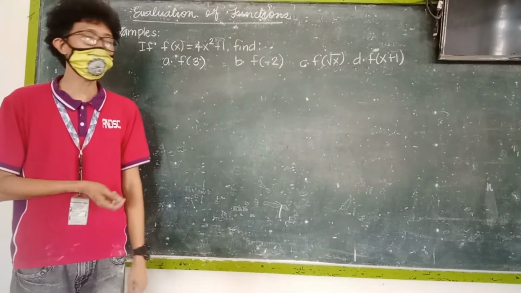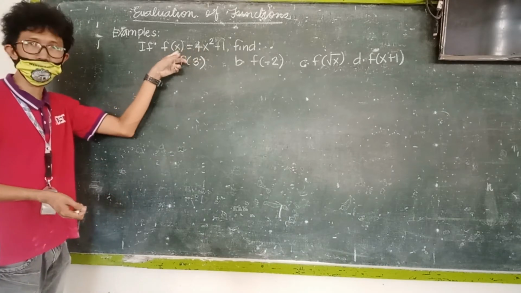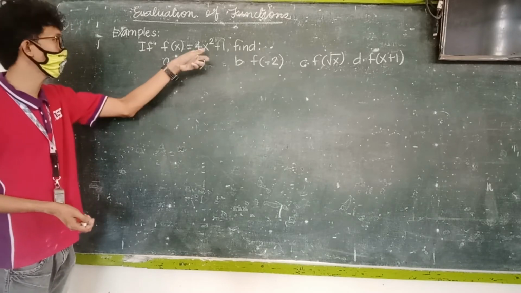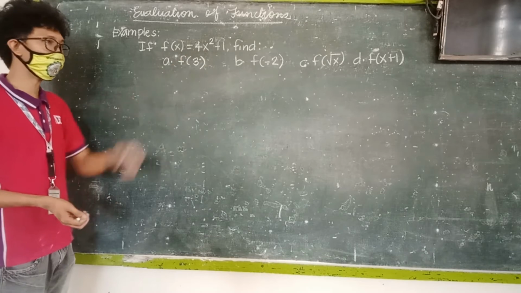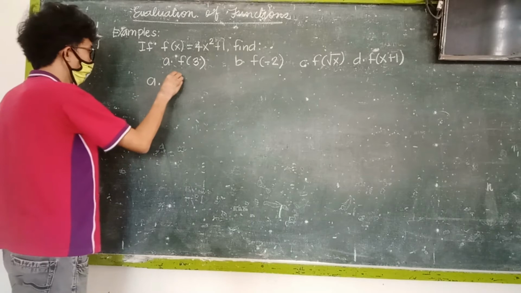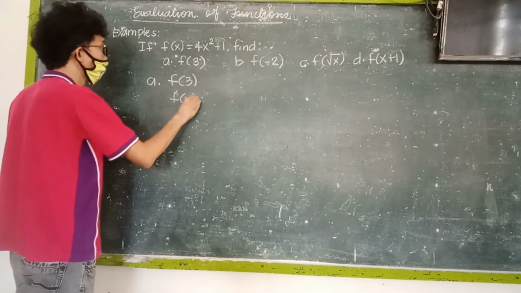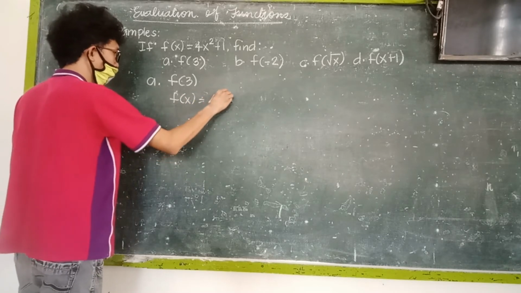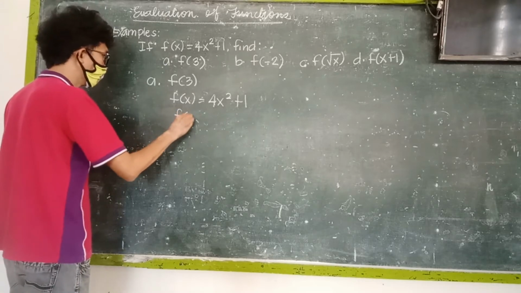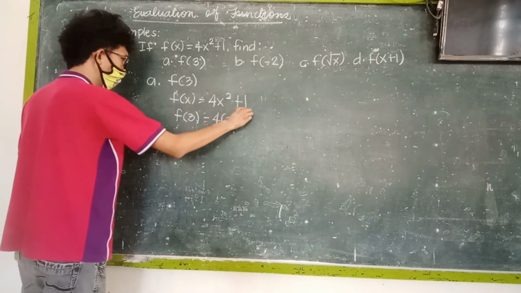In the process of evaluating functions, we are going to substitute the value of x with the given value inside the parentheses. So, kung anong value na nasa loob ng parentheses, yun ang isa-substitute natin sa value of x. So, we have A, f of 3. Given that ang f of x natin is 4x squared plus 1. So, we have f of 3 is equal to 4 times 3 squared plus 1.